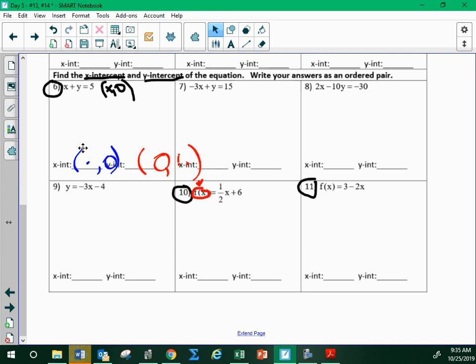Homework is already in the packet. When you're done with your calculator, return your calculator, pick up your homework and your review. Remember, the key is up on Blackboard. So check Blackboard for the key so you can check your answers. Next door, you turn in your calculators. We have our test next class.